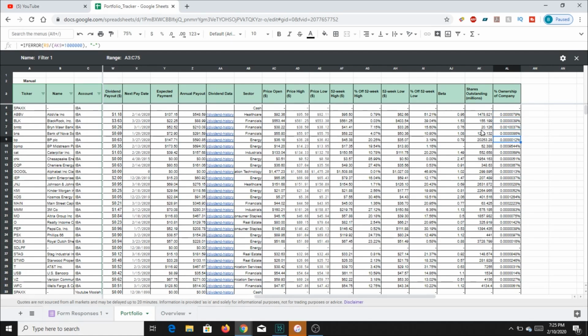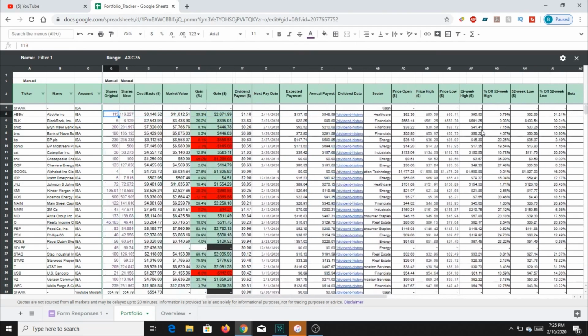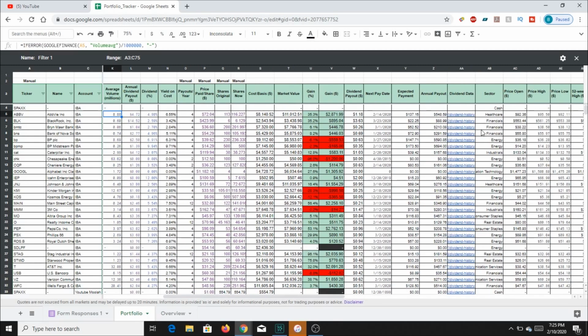Obviously, you'd want to get this as high as possible, to get yourself a little bit of wiggle room in share ownership so you can start bossing people around.